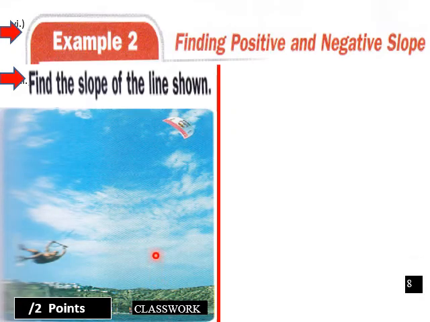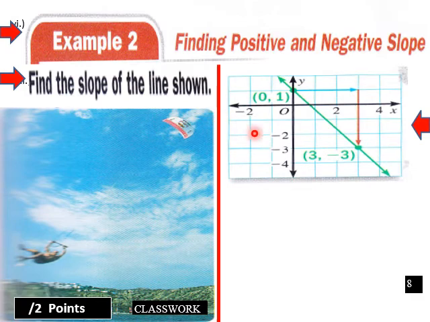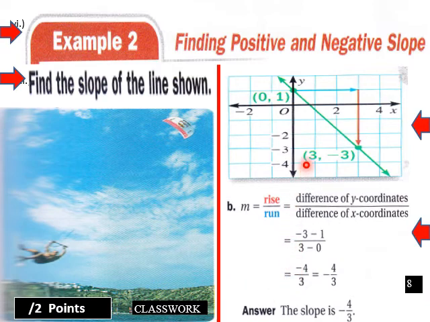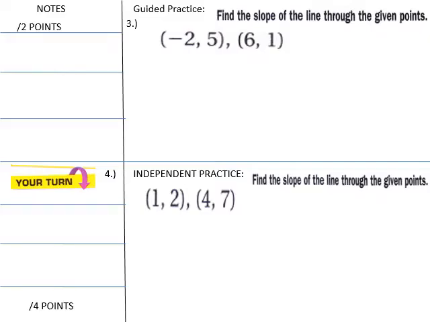Okay, example 2, finding positive and negative slope. Find the slope of the line. We have a situation here. This is obviously a negative slope. So what would be the slope of this line? Well, difference of y over difference of x. So we have negative 3 minus 1 and 3 minus 0. That would be negative 4 over 3, or negative 1 1/3 for this line here.